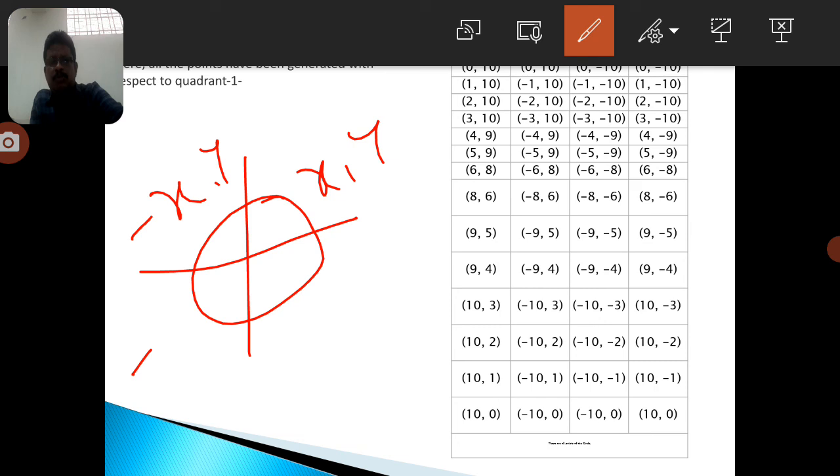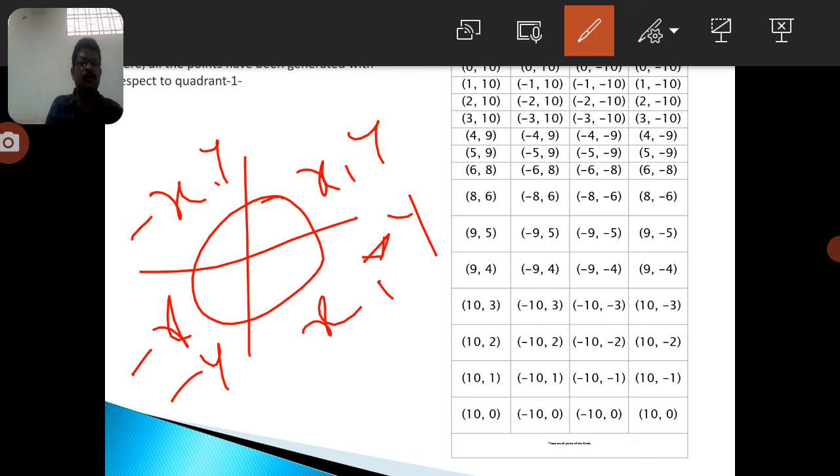Here both values are minus x minus y, and here x is the positive coordinate and minus y is the negative coordinate. So now you can observe these four. Based on this we will take the remaining octant elements and we can draw the circle like this. This is the midpoint circle drawing algorithm.